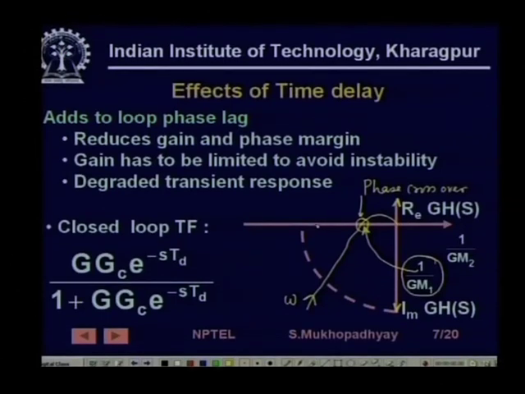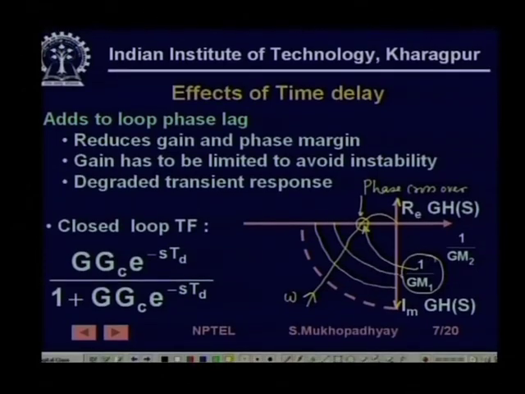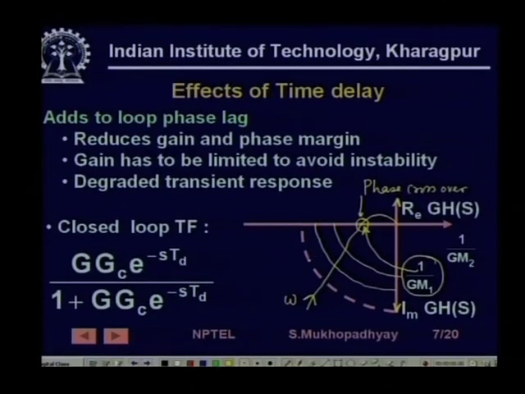So if you add constant magnitude loci, and suppose at this frequency, the phase lag will be proportional to frequency. So suppose at this frequency this much phase lag is added. At this frequency, which is higher, some other phase lag will be added. This phase lag will be added here, this phase lag is added here, and here more phase lag will be added.